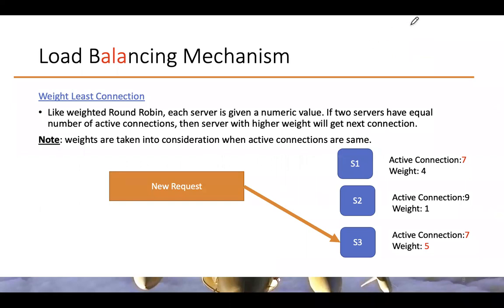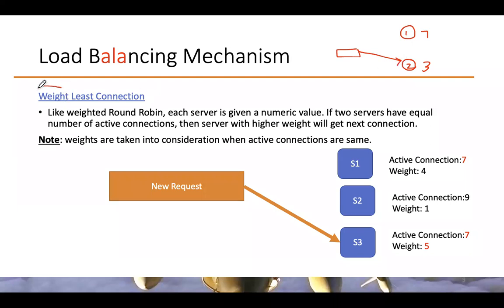Least connections, as the name suggests, goes to the server with the least connections. Say there are servers 1, 2 and 3. This server has 7 connections. This server has 3 connections. So the next connection will always go to server number 3.